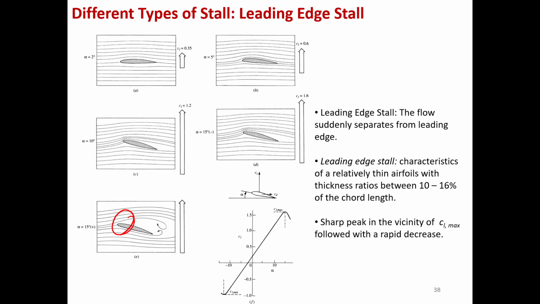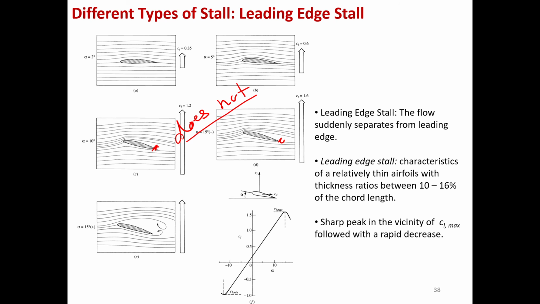So the separation doesn't start from the back. It does not start from the back. All of the flow essentially separates from the leading edge to the trailing edge suddenly, right? It is a very sudden thing. It is a characteristic of a relatively thin airfoil with thickness ratios between 10 and 16% of the chord length.